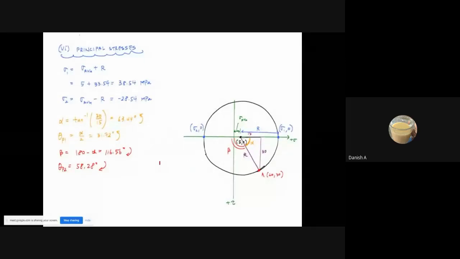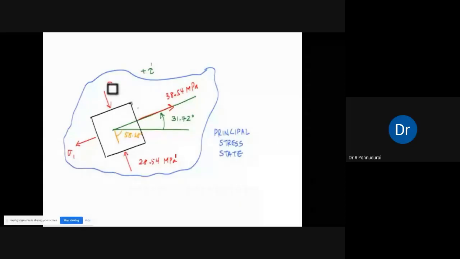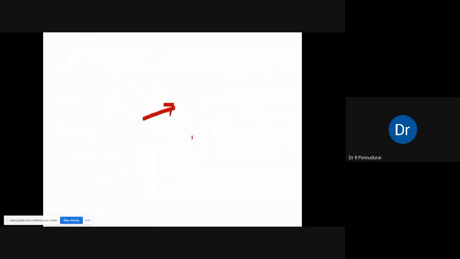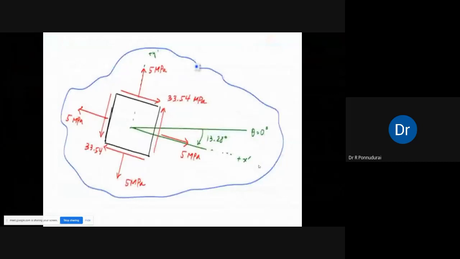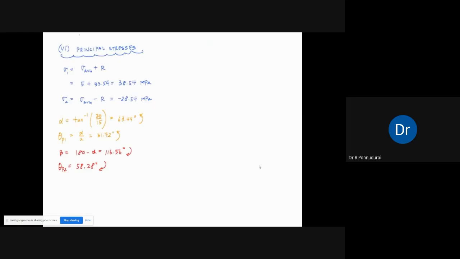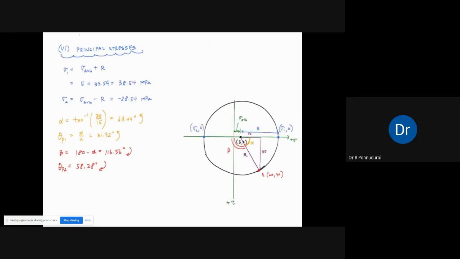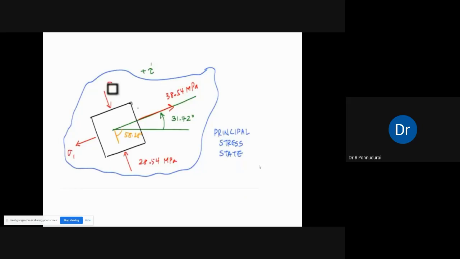Thank you. Already I told you how to present the result. So we know 31.72 degree anticlockwise will be the maximum principal stress. So how to calculate the principal stresses? We know that sigma average plus R will give the sigma 1, sigma average minus R will give the sigma 2, alpha you can get, beta you can get. So you have to present the result in this way.